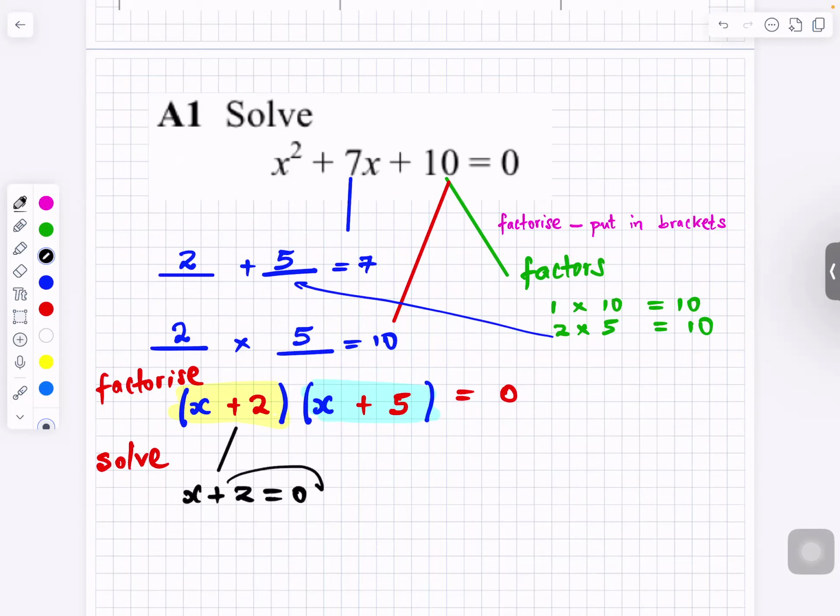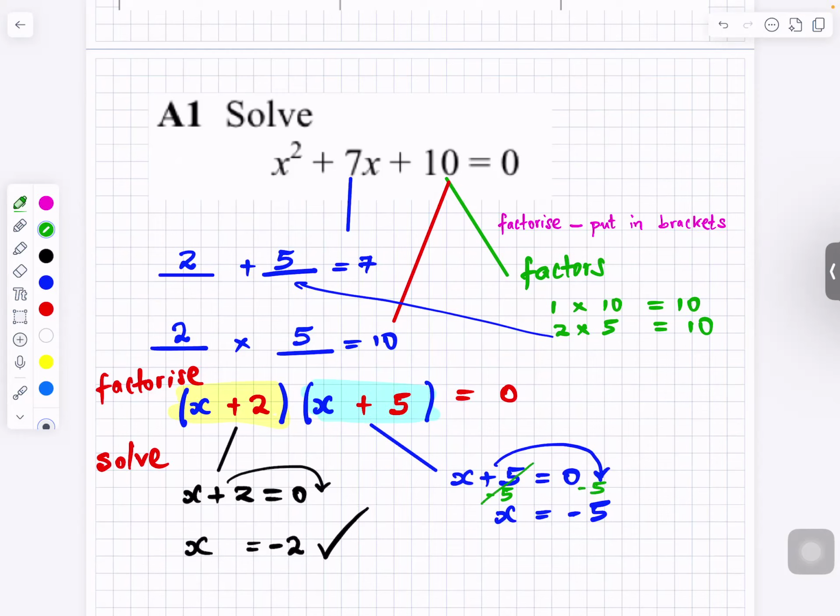If you take plus 2 to the other side, it becomes minus 2. So x equals minus 2 is one of the answers. And for the other side, you have x plus 5 is equal to 0. You take plus 5 to the right, it becomes minus 5. x equals minus 5. Or you can say you minus 5 from both sides. That's another way to say it. When you minus 5 on the left, this one will cancel, and you get x equals minus 5. So that's your 2 answers: x equals minus 2 and x equals minus 5.